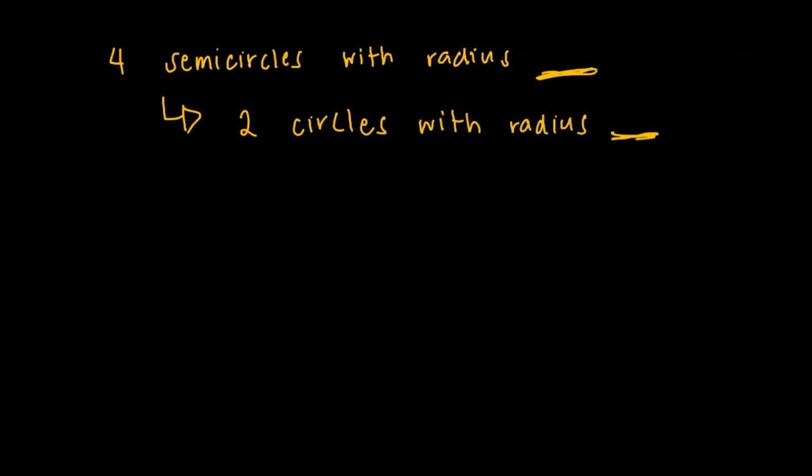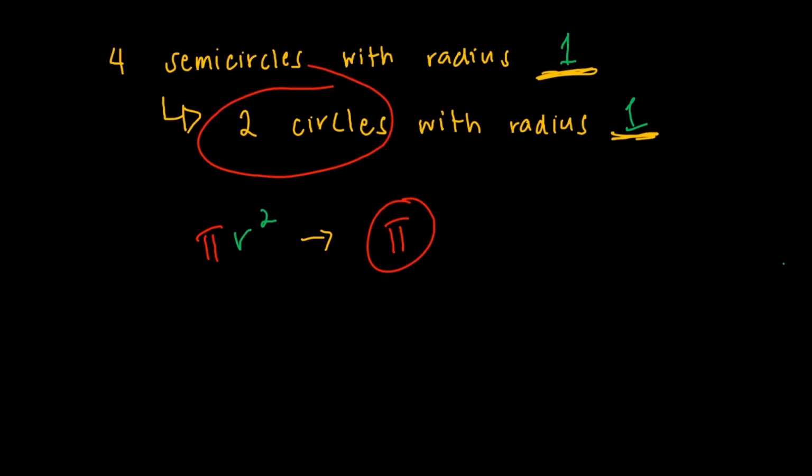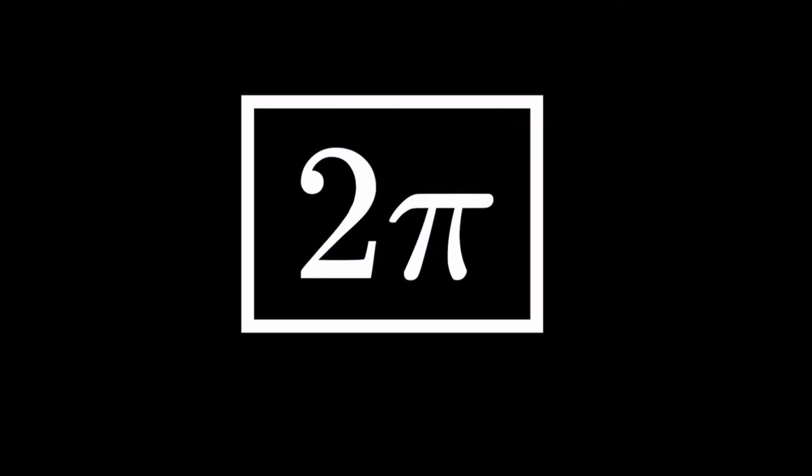So 4 semicircles with radius of 1, that's going to have the same area as 2 circles with radius 1. So recall the formula for the area of the circle is simply pi r squared. You have the radius to be 1. So one circle will have an area of pi times 1, which is just pi. But we have 2 circles here, so 2 times pi, simply going to give us the final answer of 2 pi. And this will be our final answer.